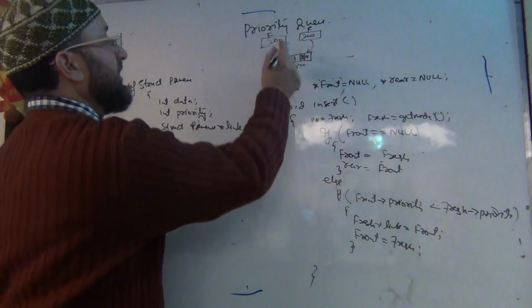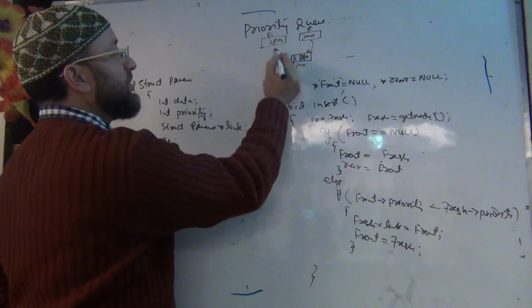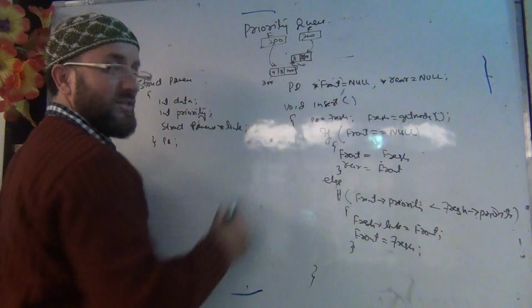Now front is equal to fresh, meaning in the front I have the address, how much? 300. Nowhere is it pointing to this. It's pointing to this. Now it is pointing to this. This is pointing to this, and rear is pointing to this.